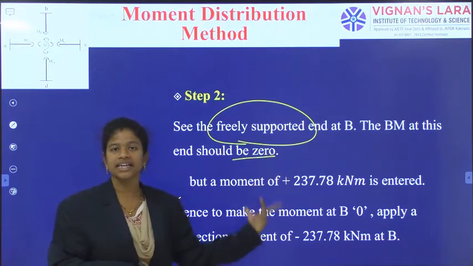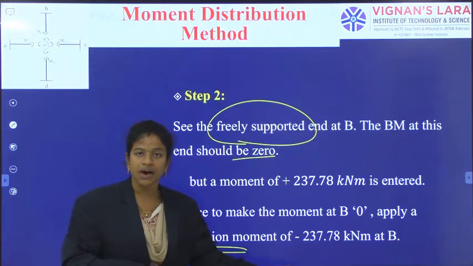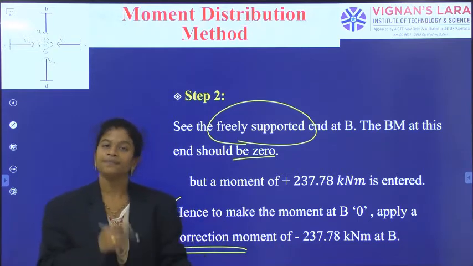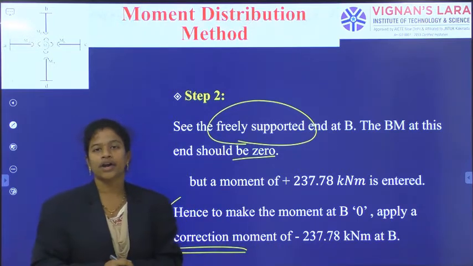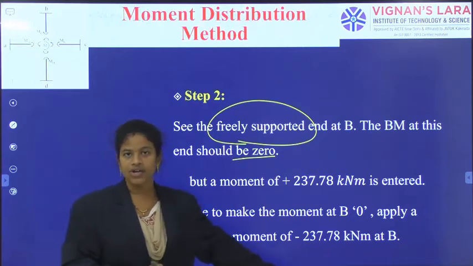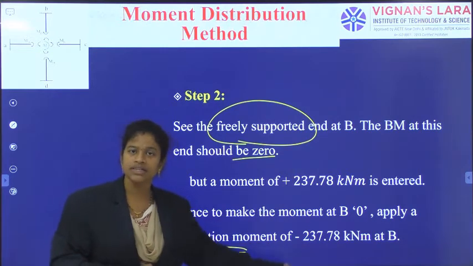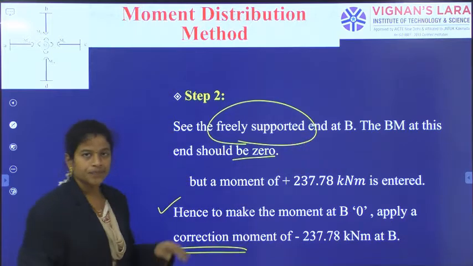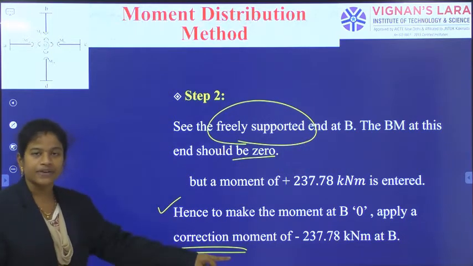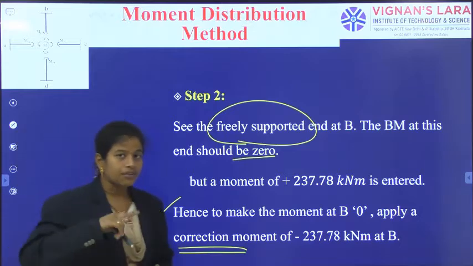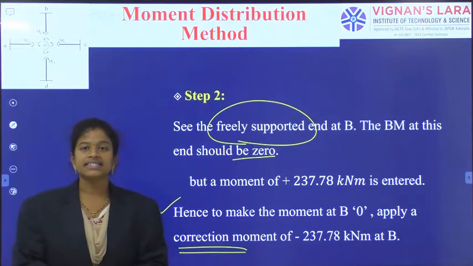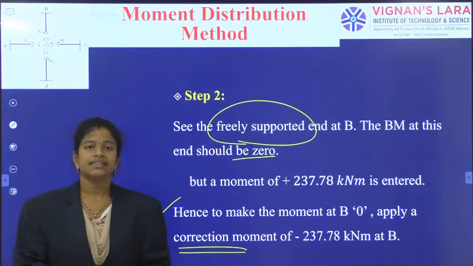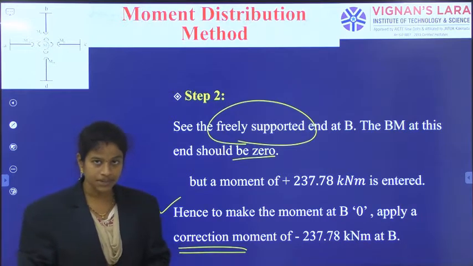With opposite sign and with the same quantity, I should have to add a correction moment at the same B point. So that value I should have to indicate, because why am I doing all these things? Because I have observed simply supported at the B. Once you give this value at B, you should have to remember the next thing, that is carry over moment. Yes, there is a carry over moment concept here.